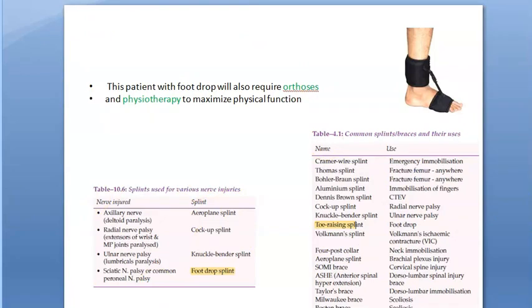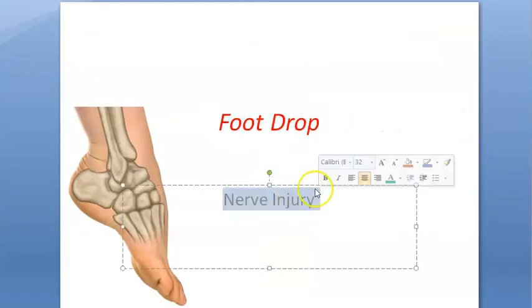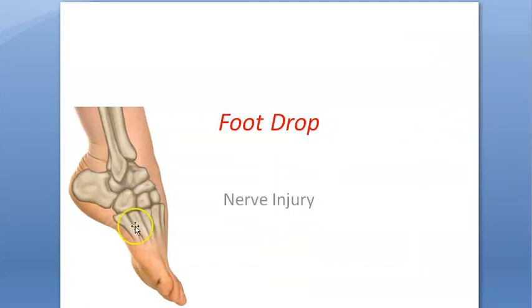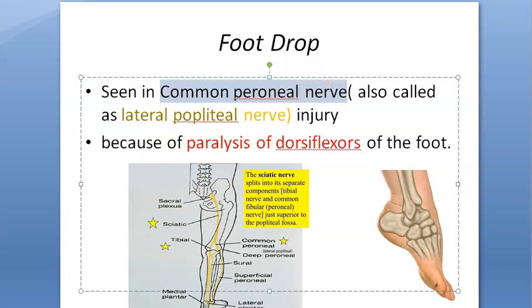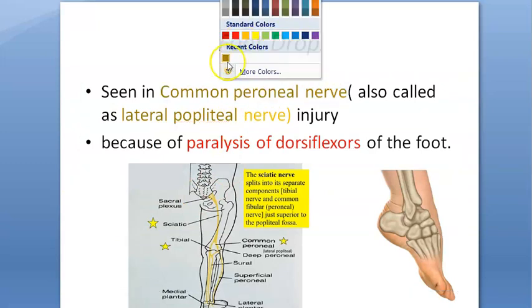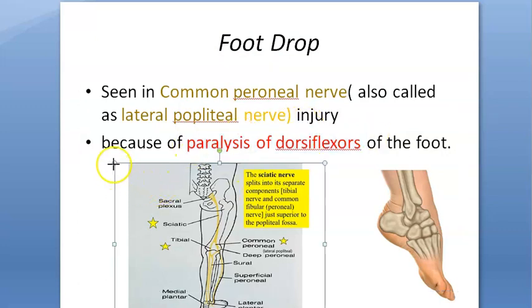Now let's take a recap. In this video, we wanted to look at the terminology foot drop. Basically, it is happening because of nerve injury. The foot has dropped, you can see here. This happens because of common peroneal nerve injury, also called lateral popliteal nerve, same thing. There is paralysis of dorsiflexors.